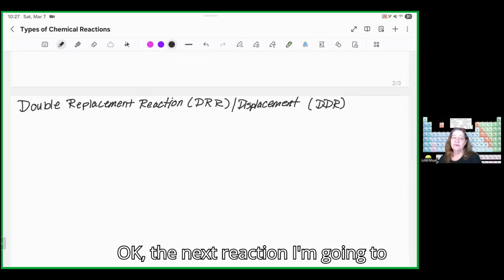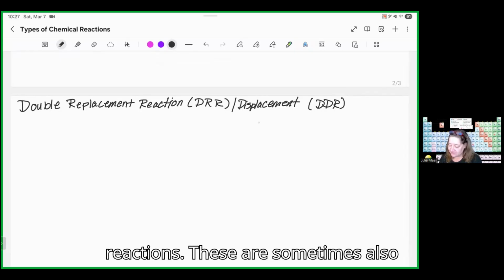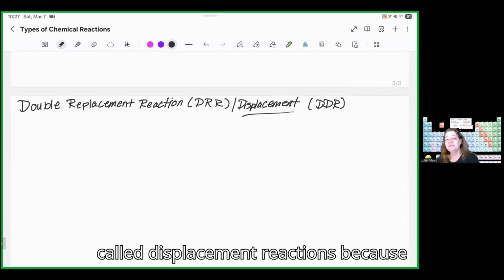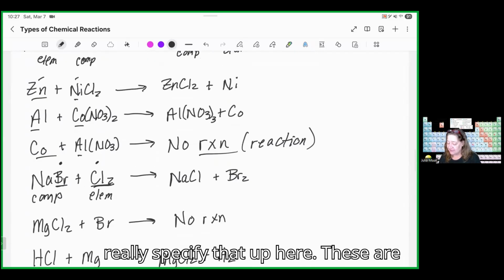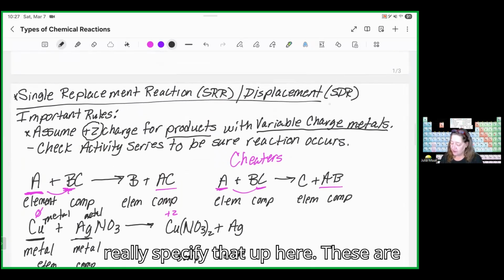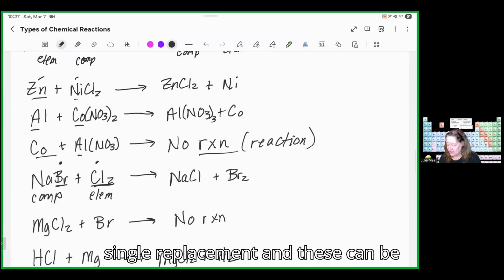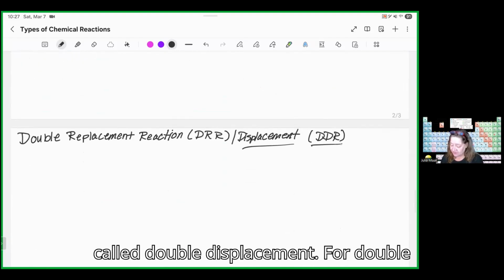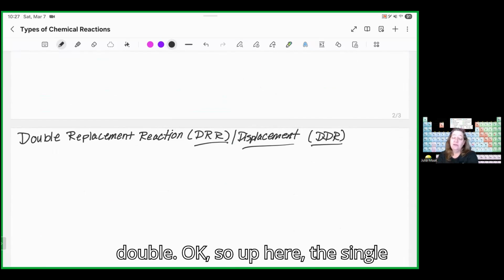Okay, the next reaction I'm going to talk about is double replacement reactions. These are sometimes also called displacement reactions because things are displacing. I didn't really specify that up here. These can be called single displacement or single replacement, and these can be called double displacement or double replacement. Okay, but they're single and double.